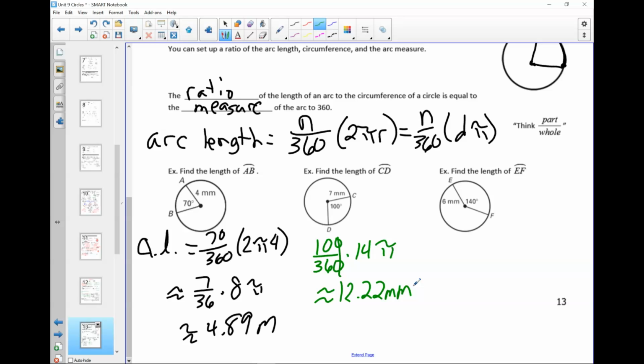Example 3. Find the length of EF. The central angle is 140, so we'll have 140 over 360. The radius is 6, so 6 times 2 is 12, so 12 pi. Simplify before you multiply. When you do that and multiply it out, you get approximately 14.66 millimeters.